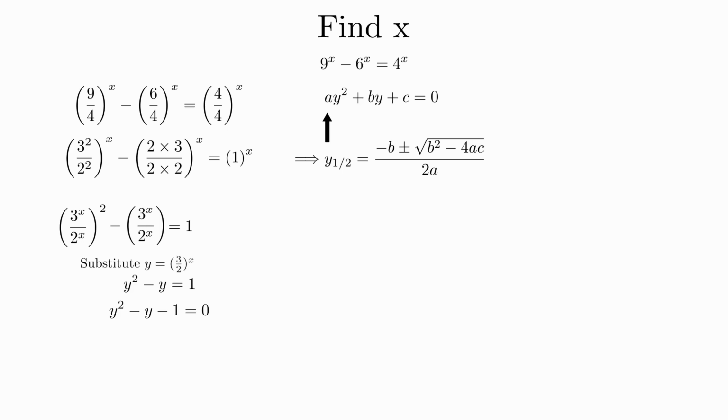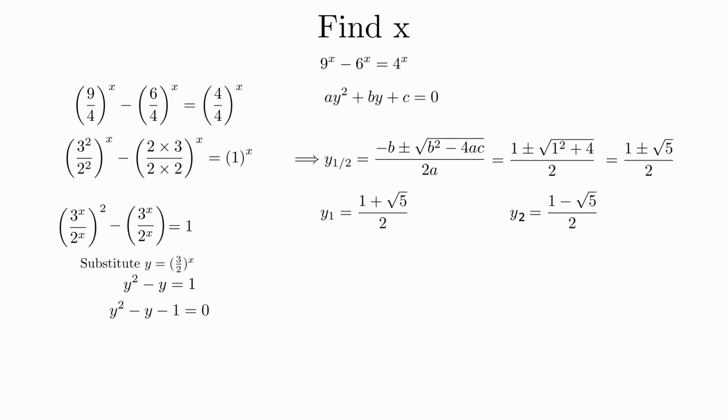In our case, a is equal to 1, b is minus 1, and c is also minus 1. Plugging in those values, we get two solutions to our equation, 1 plus or minus square root of 5 over 2. Let's write down those solutions and discuss them. We see that both solutions differ by plus or minus square root of 5. And that is very important, because only one solution of the two is valid. We will now see which one.